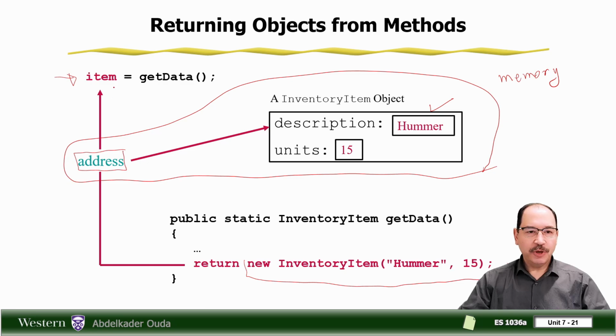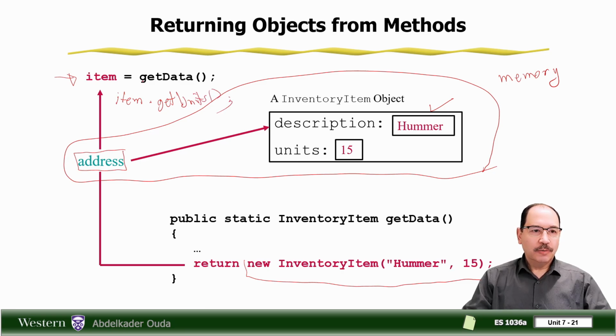Then item can be used in order to access all the public members of this object. So later on, after this statement, I can write something like this: item dot getUnits. After this line, item has the value which is the address of this object. Using the address of the object, I can call getUnits that is defined in this object.